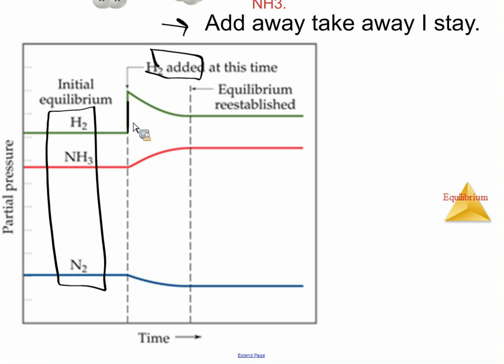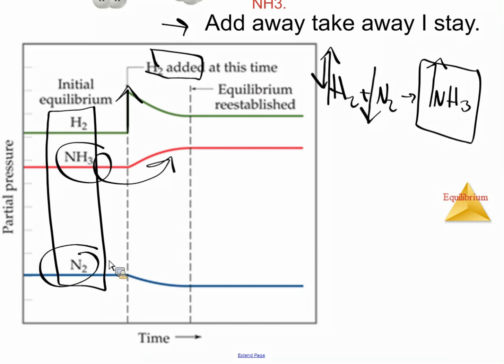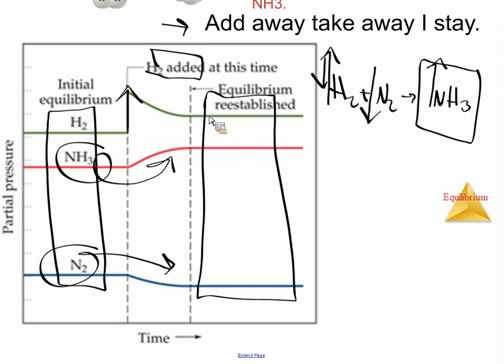So it spikes. H2 plus N2 goes to NH3. Don't worry about balancing it. But I'm adding to this side, which means what happens to NH3? It must go up to oppose this and to make it go down. So what has to happen to N2? It has to go down. Now look at the graph. Does NH3 go up? The answer is yes. Does N2 go down? Yes, and now a new equilibrium position is established. They're still flat, but they're at different partial pressures.